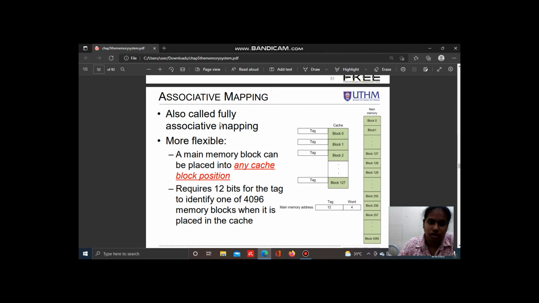I am presenting associative mapping. It is also called fully associative mapping. It is more flexible: a main memory block can be placed into any cache block position. It requires 12 bits for the tag to identify one of 4096 memory blocks when it is placed in the cache. Cache blocks are 0 to 127. Main memory blocks are 0 to 4095. Main memory address: tag 12, word 4.